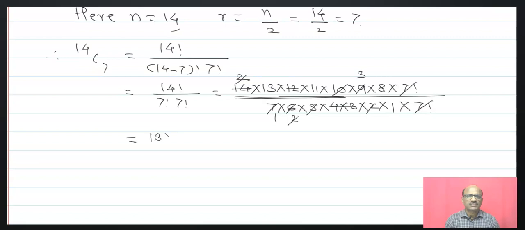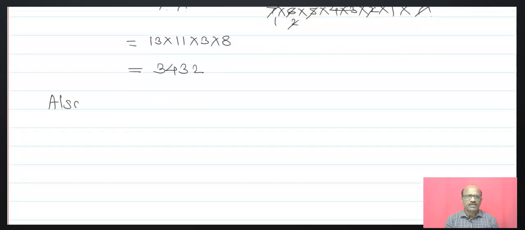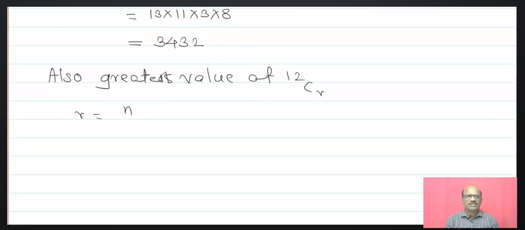By the calculation, you will get 13 into 11 into 3 into 8. That is 3,432. Now the greatest value of another, that is 12C4.